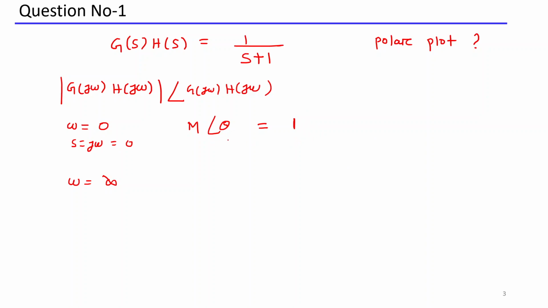So the magnitude will be 1. Now tell me, sir, what is the phase of that system? I'm writing here phase. What is the phase of the system at omega equal to 0? Remember, at omega equal to 0, it means a is equal to 0.